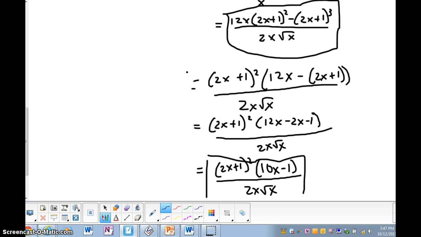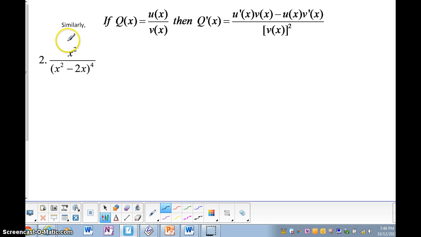next with the answer. Okay, so our last problem, just for practice, using the quotient rule, would be x squared divided by x squared minus 2x to the fourth power. Okay, the best thing to start with is just setting up your problem. You will define your u and your v. So in this case, our u is x squared, since it's the numerator, and our v is x squared minus 2x to the fourth power.